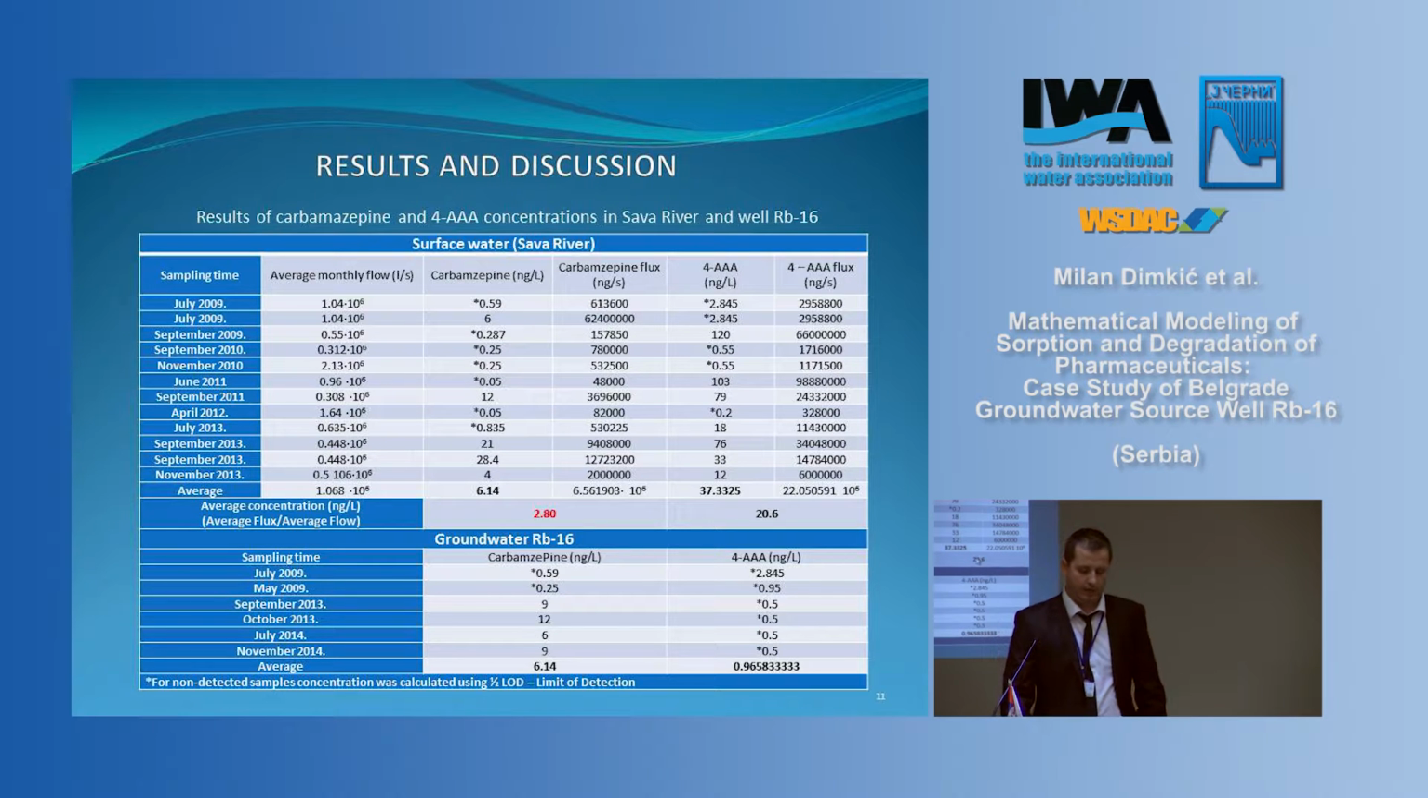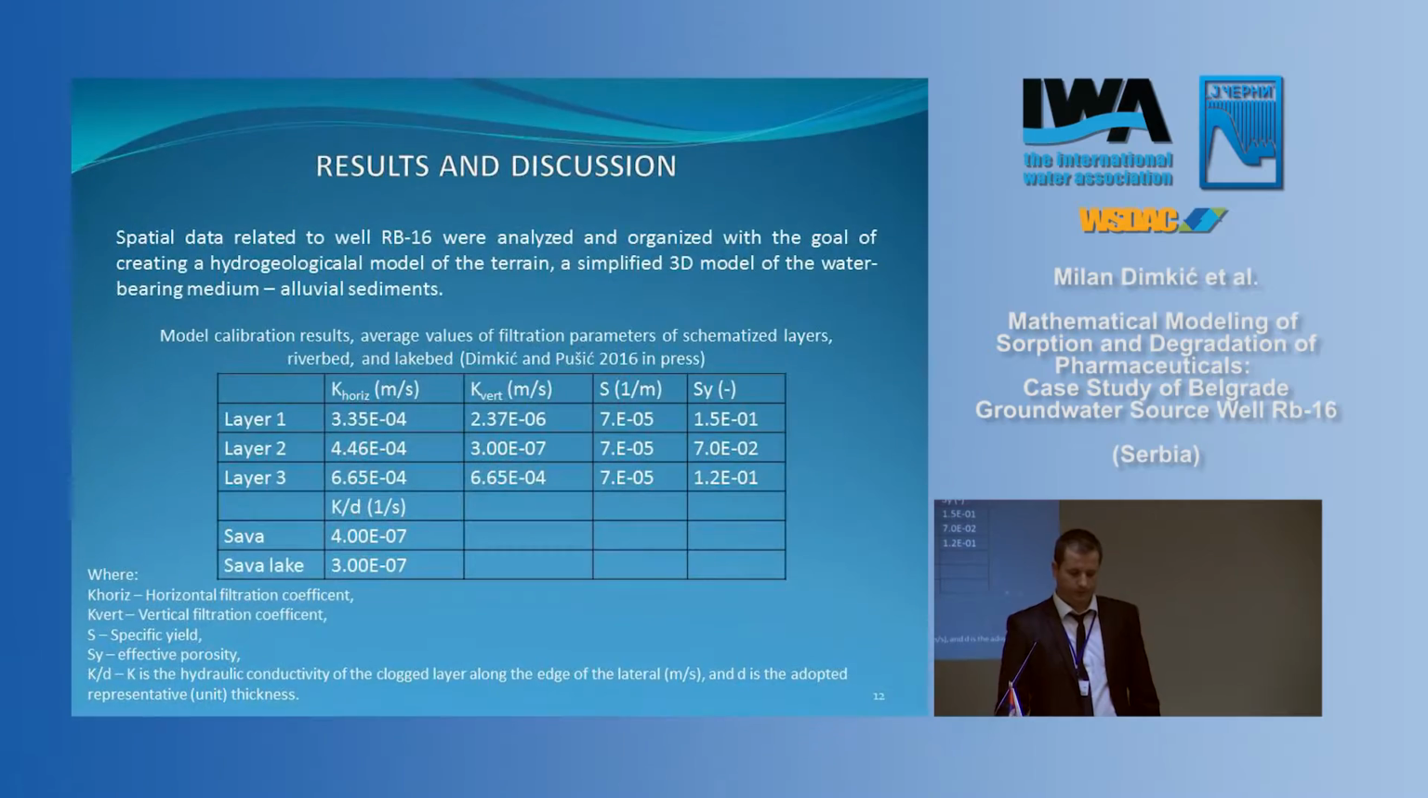These are the results for the monitoring of pharmaceuticals in surface water and groundwater, and we can see some average concentration by flow. These are different time periods, and the average concentration for carbamazepine is 6.15 and almost the same in groundwater, so it is evidently persistent. Also, the metamizole metabolite is detected in surface water, but not at all in groundwater.